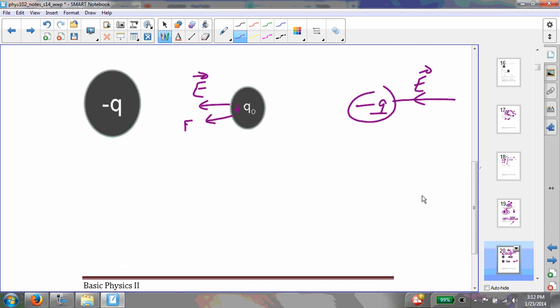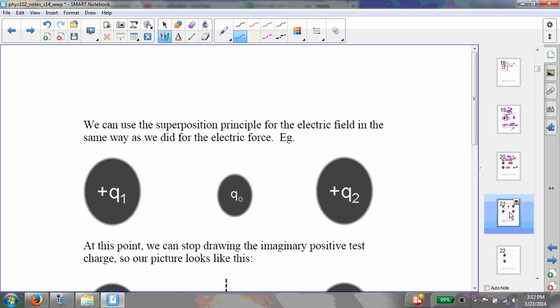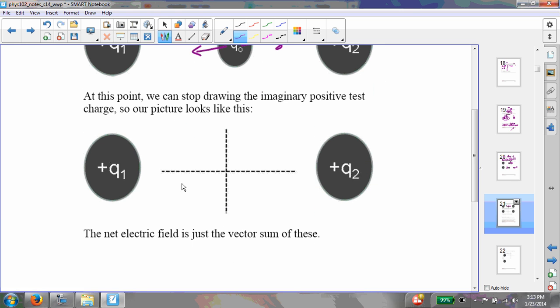All right. These are vector quantities, so we need to deal with vectors again. So just like we did with the forces, we use the superposition principle to draw the vector. So for example here, I have two charges, Q1 and Q2, and I imagine a positive test charge. So Q1 is going to generate an electric field in this direction. I'll call that E1. Q2 is going to cause an electric field in that direction. I'll call that E2, because that's the direction of the force that a positive test charge would feel. At this point, we just really need to stop drawing this imaginary positive test charge, because, as I said, it's imaginary, it's not a real physical charge. We're just using it as a tool in order to determine the direction of this electric field.